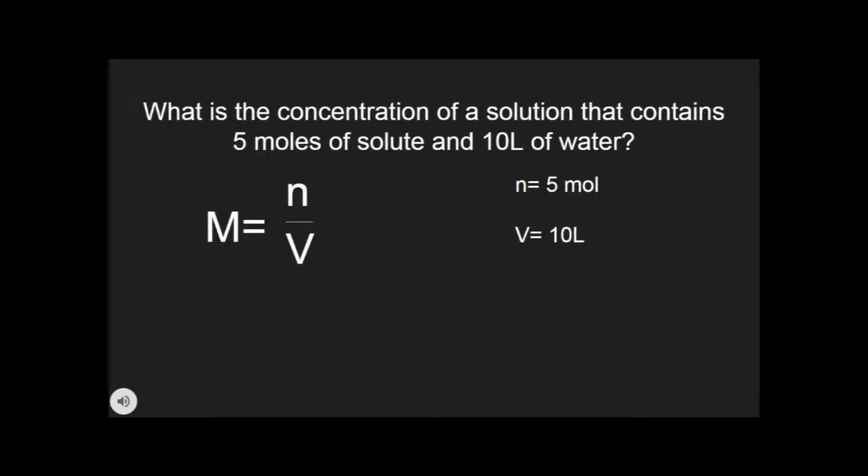So let's dive in and try a question. What is the concentration of a solution that contains 5 moles of solute and 10 liters of water? What I would suggest you do first, whenever you get one of these problems, is immediately write M equals N over V, and then write out the values that are given. Here we're told that N, or the number of moles, is 5 moles, and that the volume is 10 liters. Now remember, we have to check that it's in liters, and in this case it is.